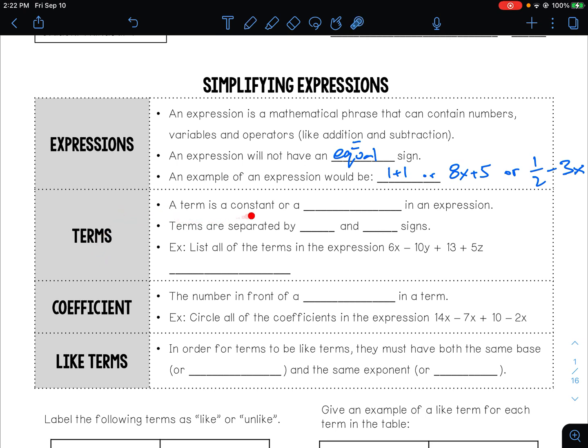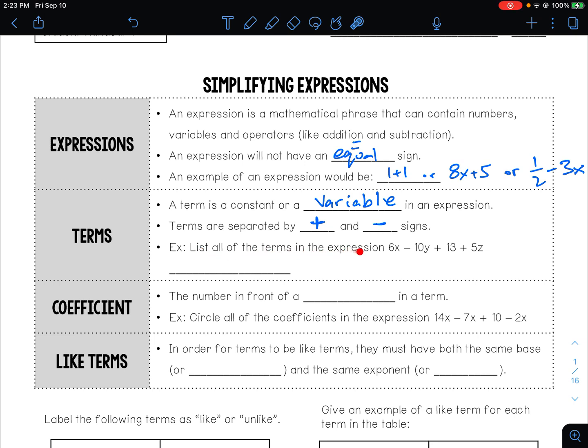All right, let's talk about the word term. A term is a constant or a variable in an expression. It's a constant or a variable. Terms are separated by pluses and minus signs. So add and subtract signs, I'm just going to put a plus and a minus sign.